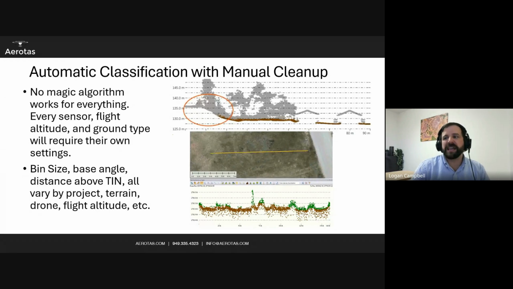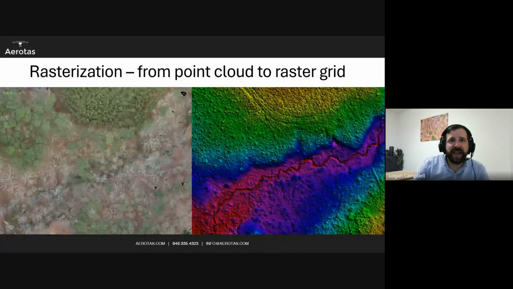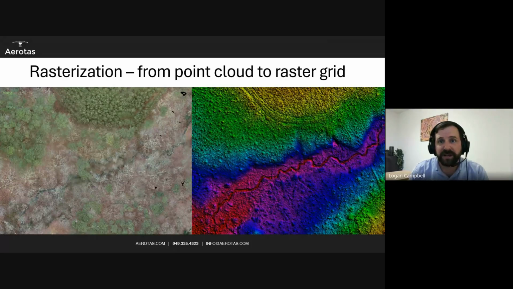So you need to be able to understand how to set your bin size, your base angle, what type of vegetation it is, what type of slope you're working on, that sort of thing, as settings to get your ground classifications. Once you get that, you get to rasterize your data from a point cloud into a raster grid. This is what a project might look like with vegetation from the imagery, and then a raster grid where you actually convert it into a high resolution rasterized digital terrain model.